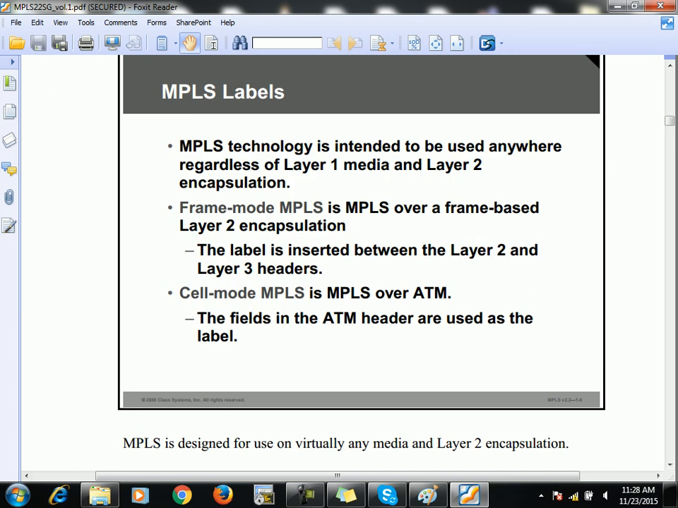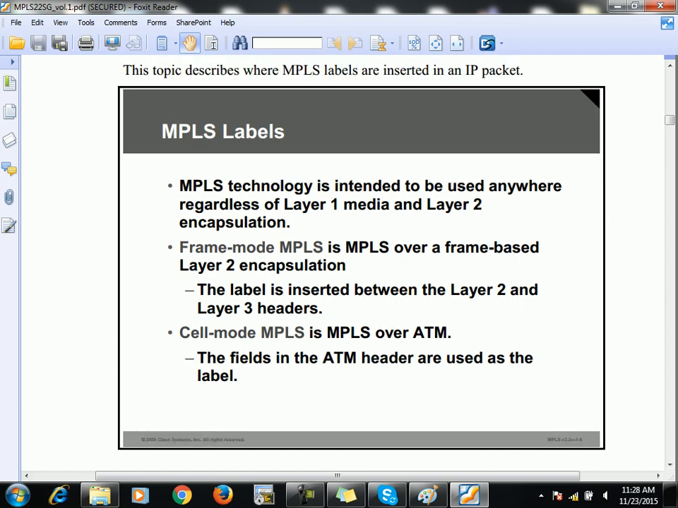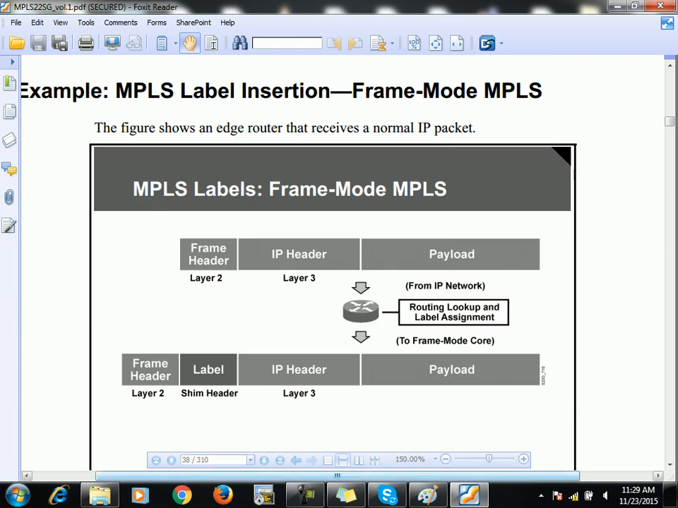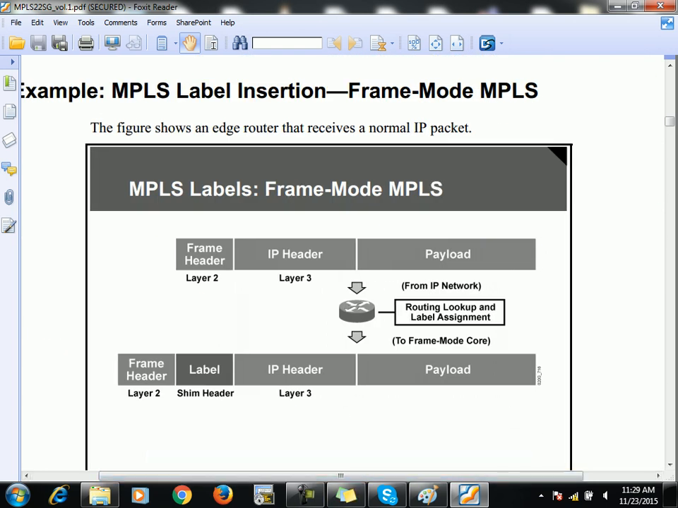It is also possible to have multiple labels in between the IP header and layer 2 header, in between the layer 2 and layer 3 header. You see, MPLS can be implemented in 2 modes: frame mode MPLS and cell mode MPLS. Cell mode MPLS will be implemented over ATM only. So here we are not going to implement cell mode MPLS. We will be using frame mode MPLS only, and you see it will work in this manner.